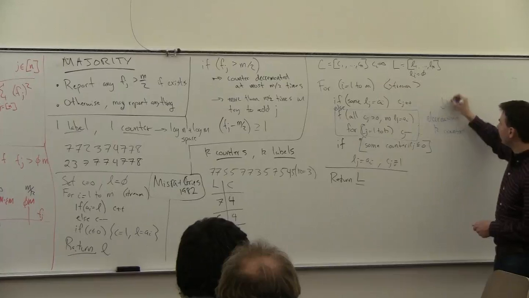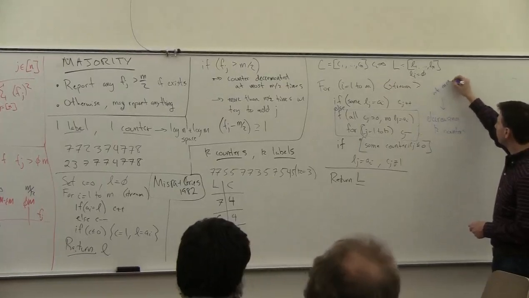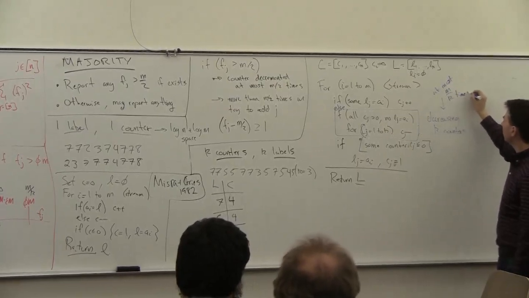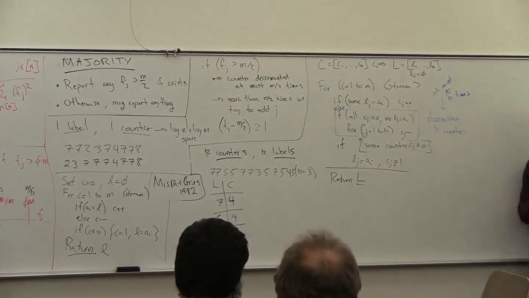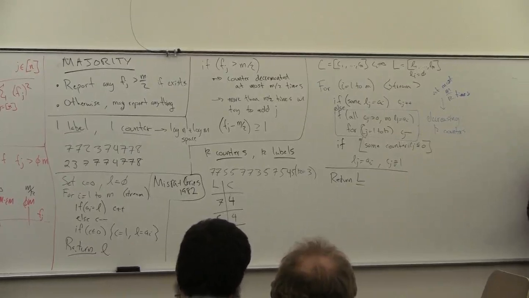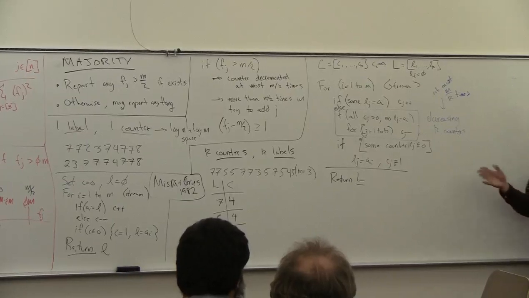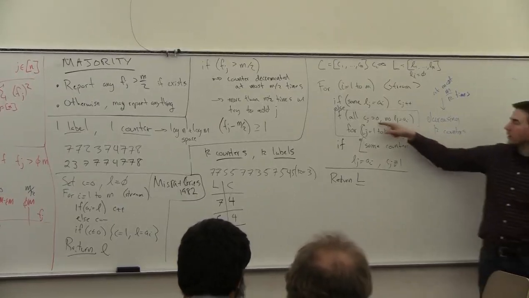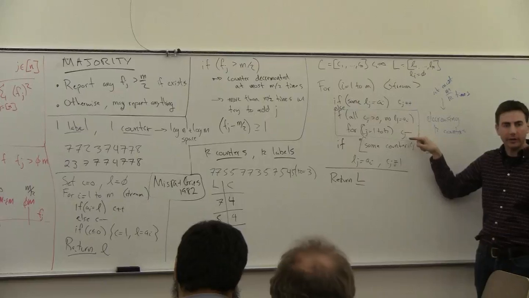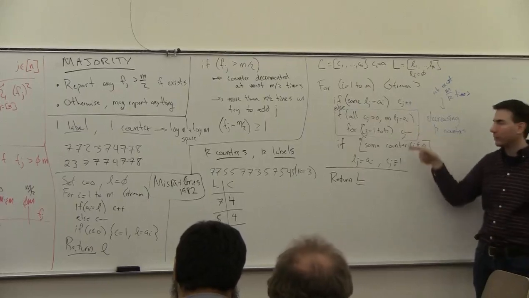This can only occur at most m over k times. Right? So I've only decremented any counter at most m over k times. So when we get to the point where we'll never get it to the negatives, essentially, because if it was less than or equal to 0, then I wouldn't hit this step, because I can actually use that label then. That label is now free for me to use, so I can't hit this step.